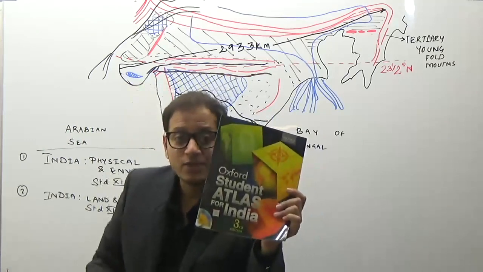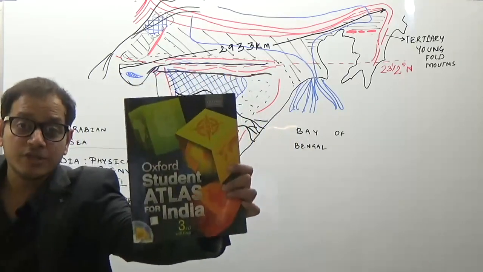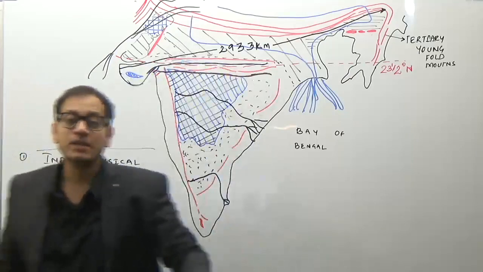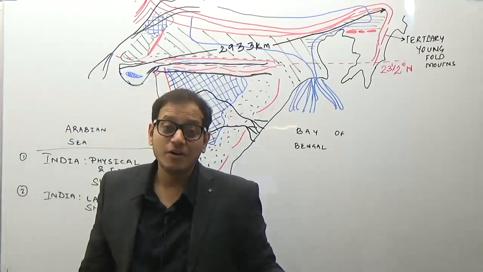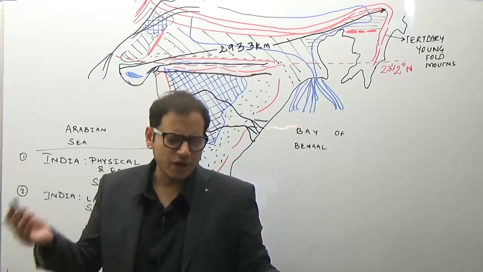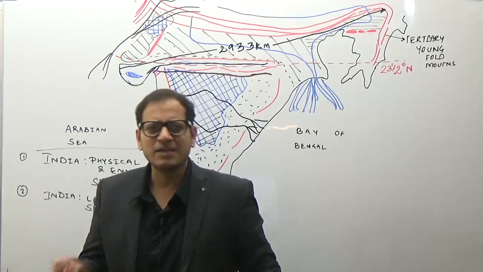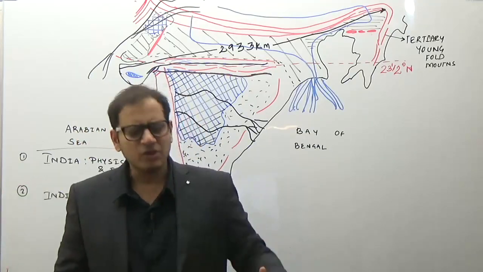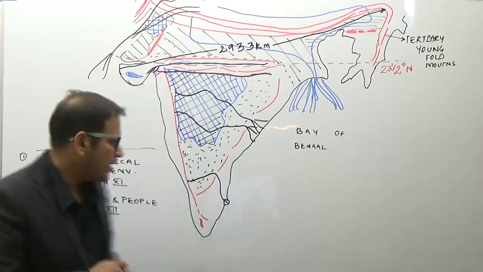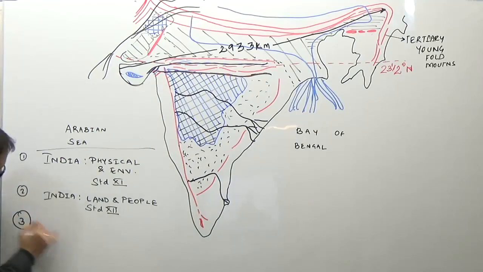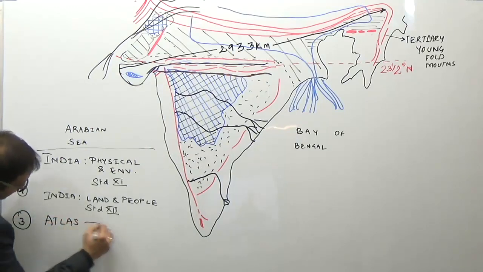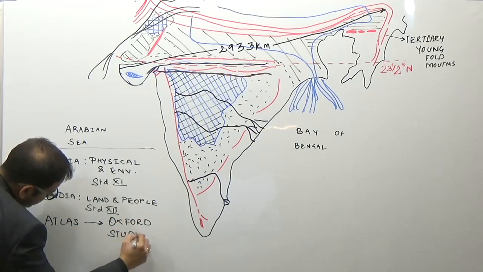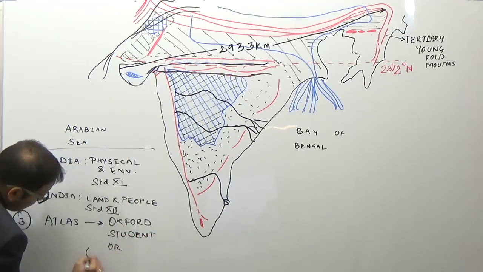There are two types of atlas: the Oxford Student Edition and the Oxford School Edition. Buy the Oxford Student Edition Atlas, or if it is not available, you can buy another. It is available on Flipkart and anywhere else. Otherwise, you can buy the Orient Longman Black Swan Atlas, which is also a good atlas. So the third requirement, which is the most important requirement, is an atlas: either the Oxford Student Atlas or the Orient Black Swan Atlas.